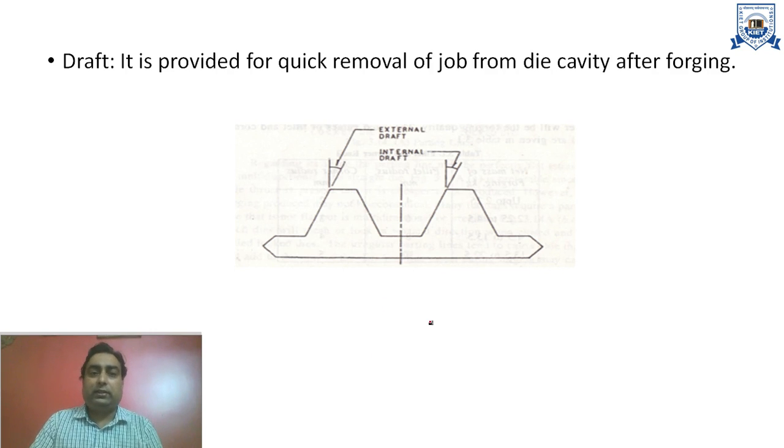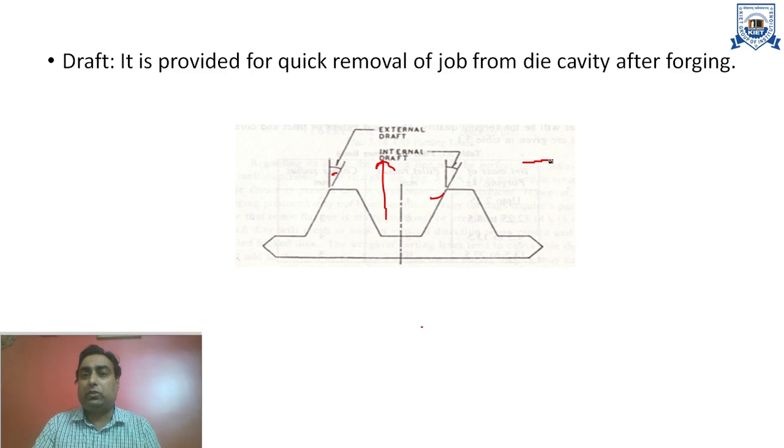As discussed here, I have already explained that we do not leave these walls perfectly vertical. We give a certain inclination. If we give the inclination on the inside, it is called the internal draft, and at the external surfaces we can define it as the external draft. As already explained, we provide this so that the job can be removed very easily after forging.